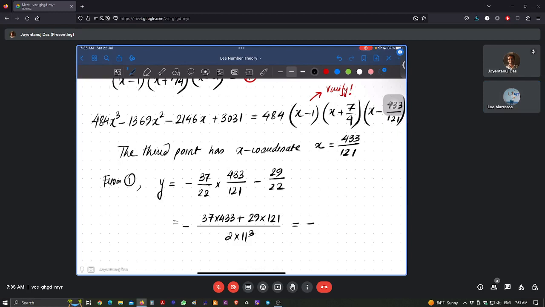Okay. Will it divide by 2 something? Okay, let me check once with the calculator. So it is 37 into 433 plus 29 into 121. Yes, so it is 530, right? So we can cancel by 2, divide by 2 actually. So it will be 9765, right?